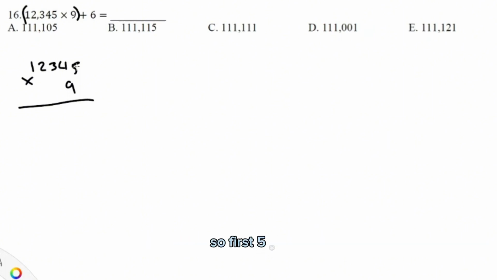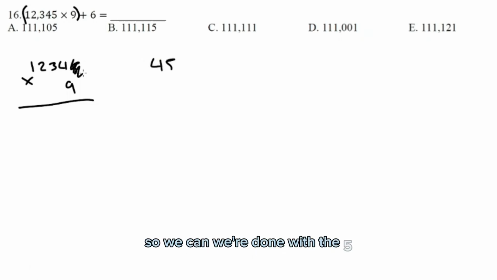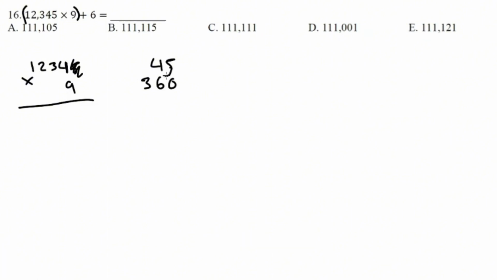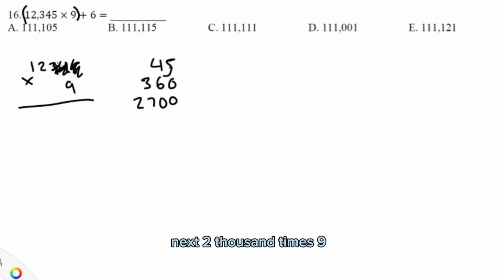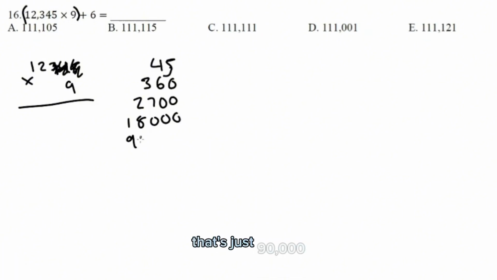So first, 5 times 9. 5 times 9 is 45, so we're done with the 5. Next, 4 times 9. Well, this is actually a 40 because it's in the tens place. So 40 times 9 is 360. Next, 300 times 9. 300 times 9 is 2,700. Next, 2,000 times 9. 2,000 times 9 is 18,000. Next, 10,000 times 9. That's just 90,000. Alright, now we can add these up.